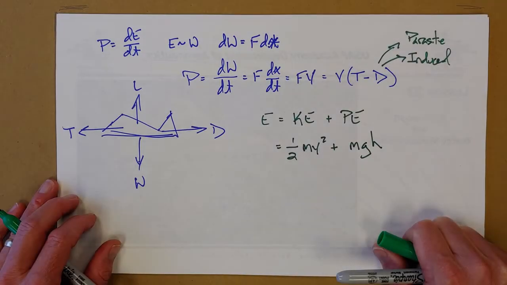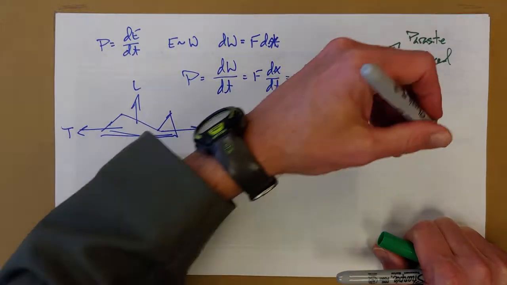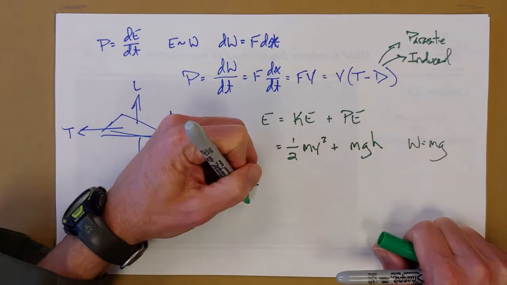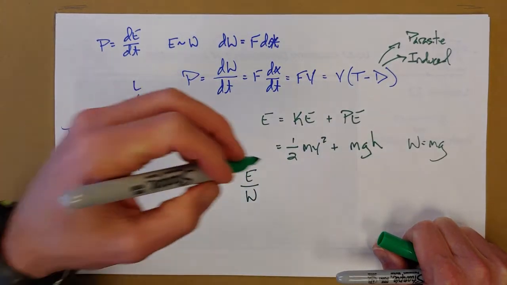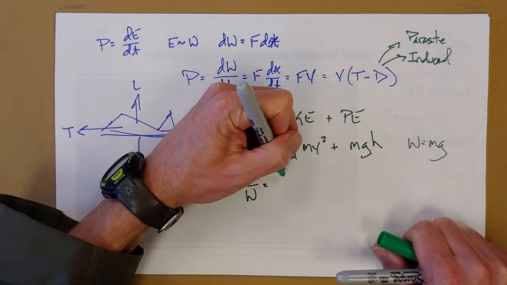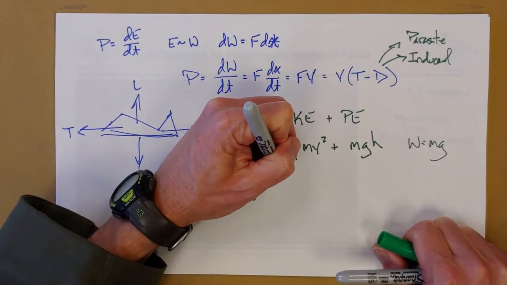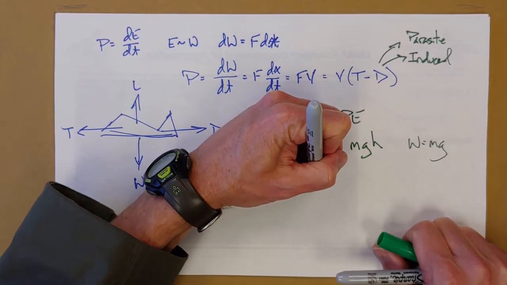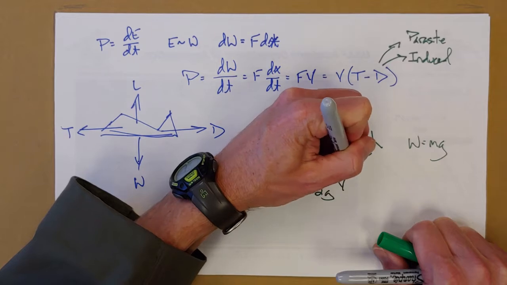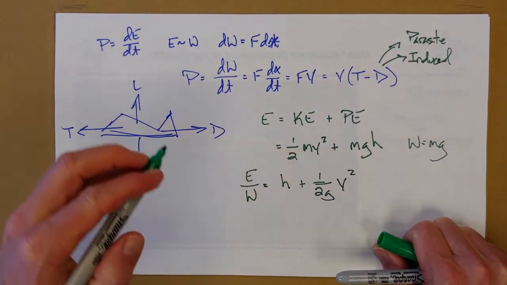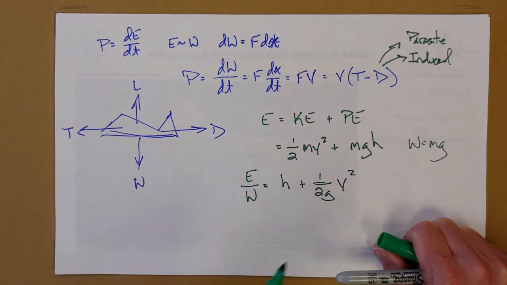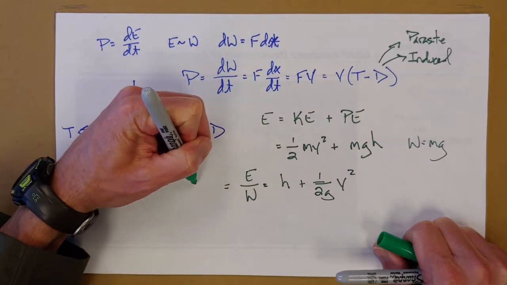So in order to neutralize the amount of energy here, let's divide through by weight. So energy per weight is just going to be h plus 1 over 2g times v squared. And it's really easy to see right here, it's going to be in units of height, or units of feet. So we're actually going to call this energy height.